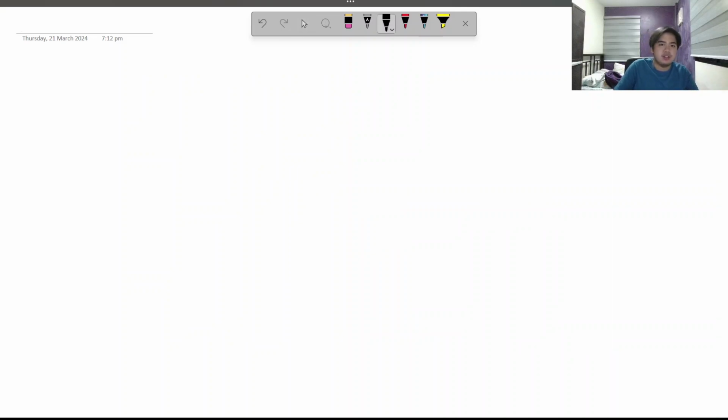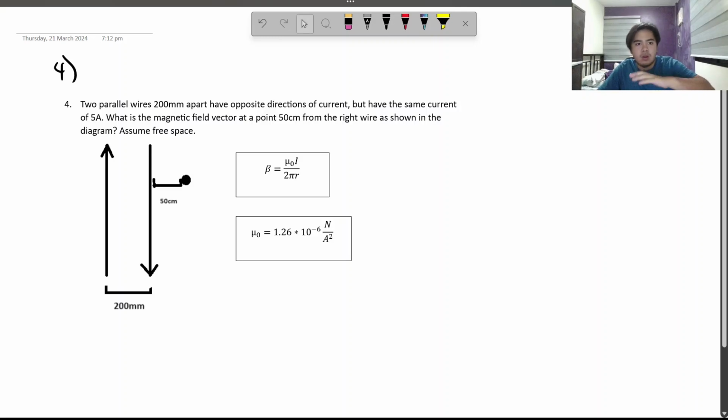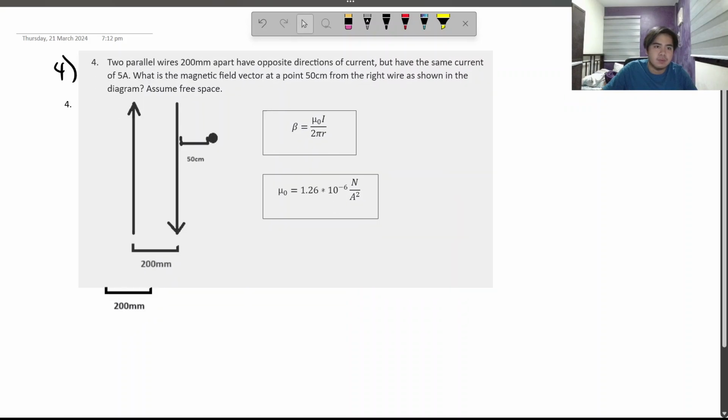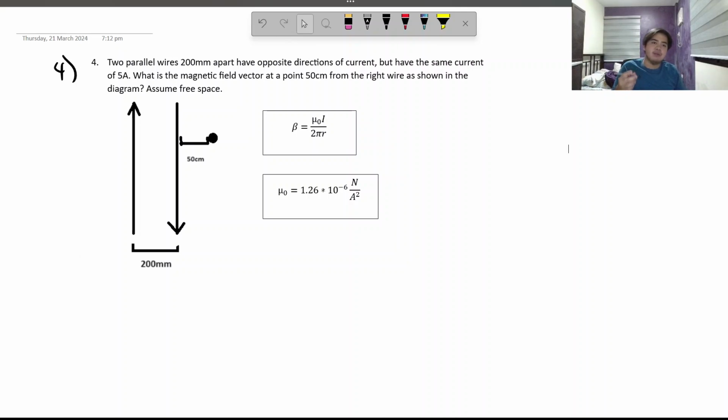And time for the last question. Two parallel wires 200 millimeters apart have opposite directions of current but have the same current of 5 amperes. What is the magnetic field vector at a point 50 centimeters from the right as shown in the diagram? Assume free space.